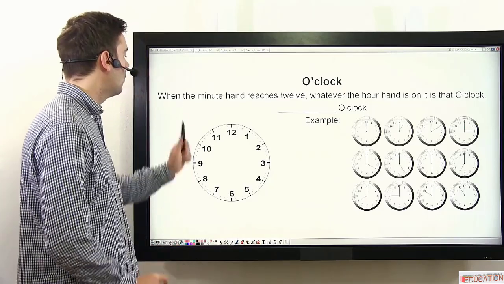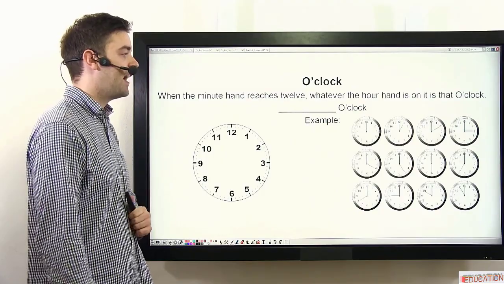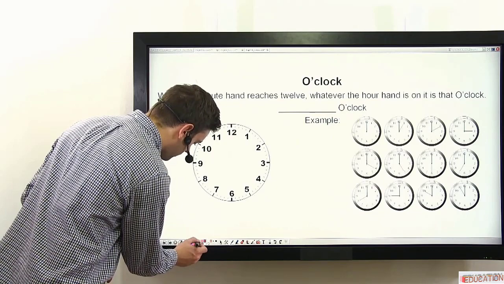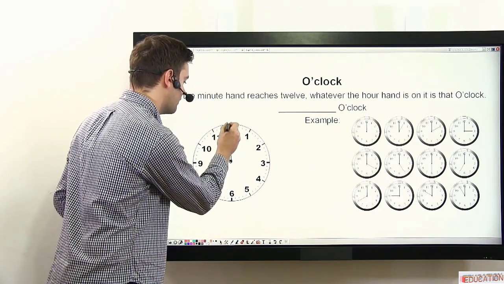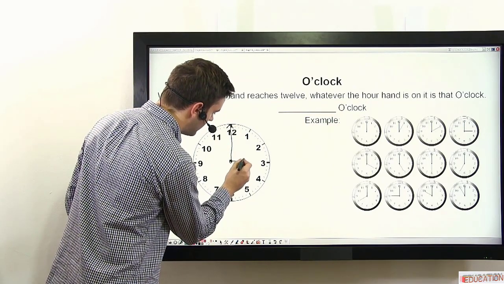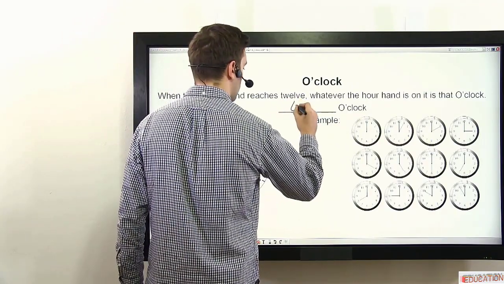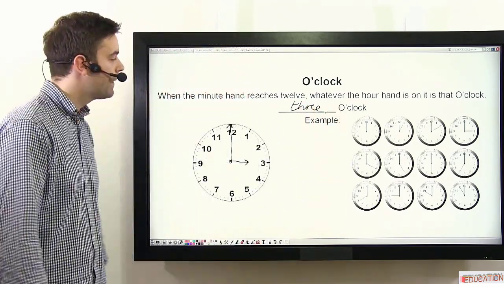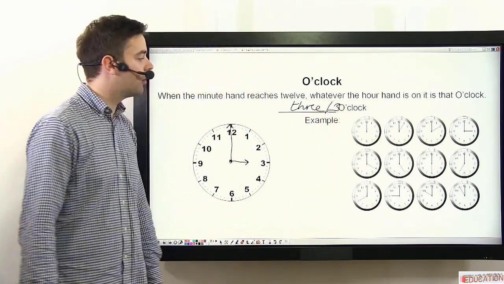O'clock. When the minute hand reaches 12, whatever the hour hand is on, it is that o'clock. So I'll draw it on here for you. So we have the minute hand at 12. The hour hand is at 3. So it is 3 o'clock.